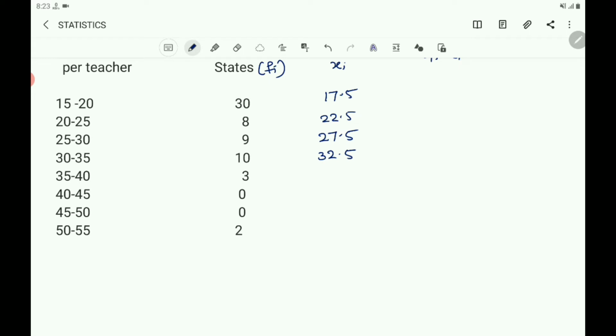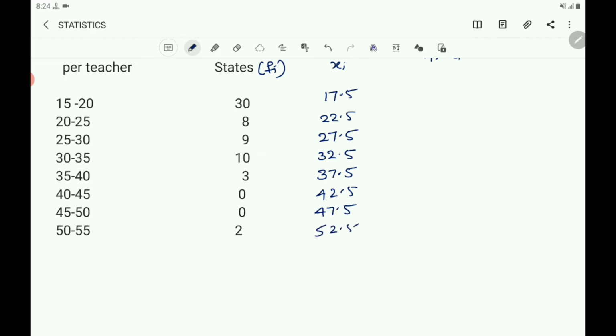And next, 35 plus 40 divided by 2, 35 plus 40 is 75, 75 by 2 is 37.5. Then 40 plus 45 is 85, 85 divided by 2 is 42.5. Then 50 plus 45 divided by 2, that is 95, 95 divided by 2 is 47.5. Then 50 plus 55 is 105, 105 divided by 2 is 52.5.